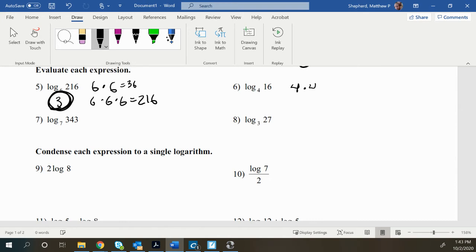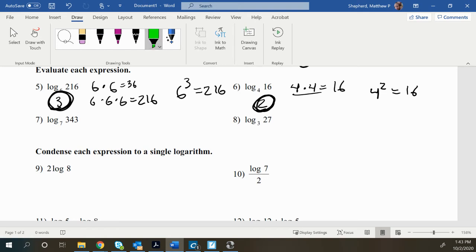Well, we know 4 times 4 would equal 16, so that was twice. So 4 to the power of 2 would equal 16. So the power would be 2. We could also write this another way, in that 6 to the power of 3 was equal to 216. 4 to the power of 2 is equal to 16. And we just need to pay attention to the fact that the exponent that would create it is the answer to these questions.